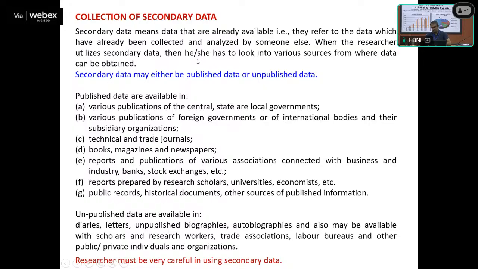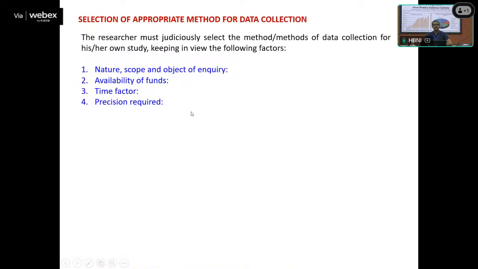The researcher can also go for unpublished data collection for secondary data, which includes personal diaries, letters, unpublished biographies, autobiographies, scholars' work, scholars' diaries, trade association data, labor bureaus, and other public, private, and individual organizations. So you have to be careful in using the sources of secondary data, and in using the secondary data. Okay.